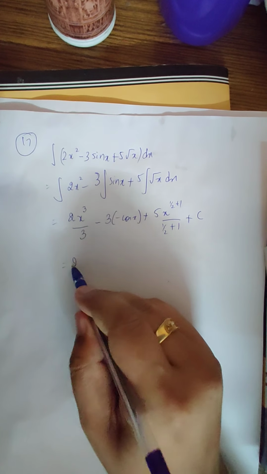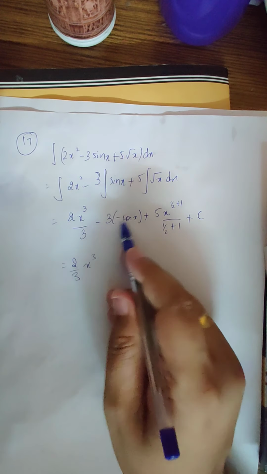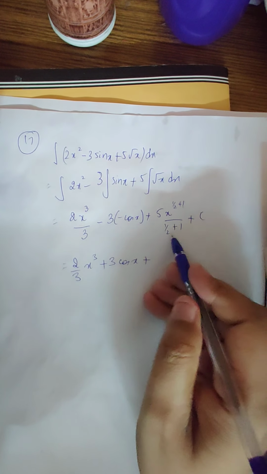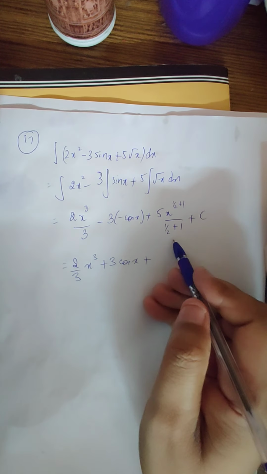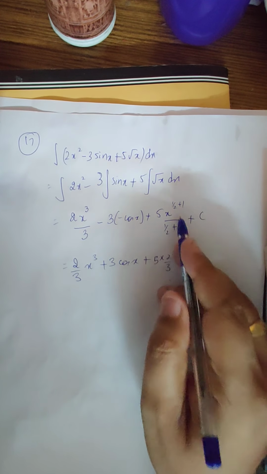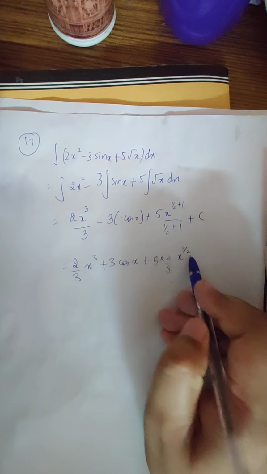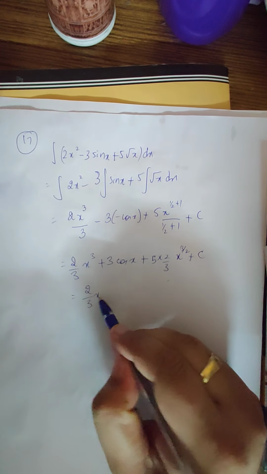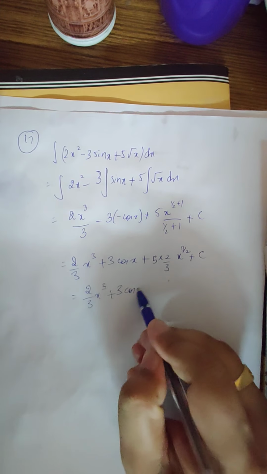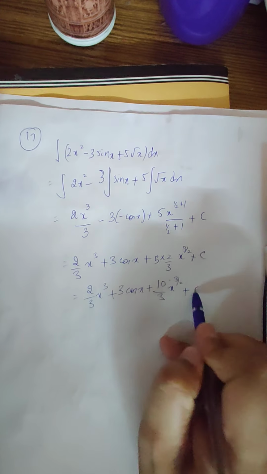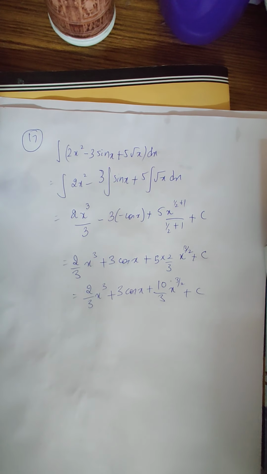So this will be 2 by 3 x cube, minus into minus is plus 3 cos x, plus this one will be 2 by 2, so 2 plus 1 is 3 by 2. So this will be 5 into 2 by 3 x to the power of 3 by 2 plus c. So this is 2 by 3 x cube plus 3 cos x plus 10 by 3 x to the power of 3 by 2 plus c. That is the required answer for that problem.